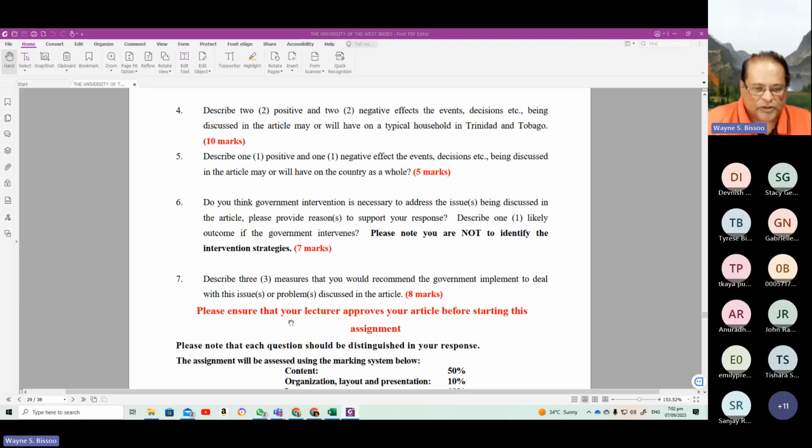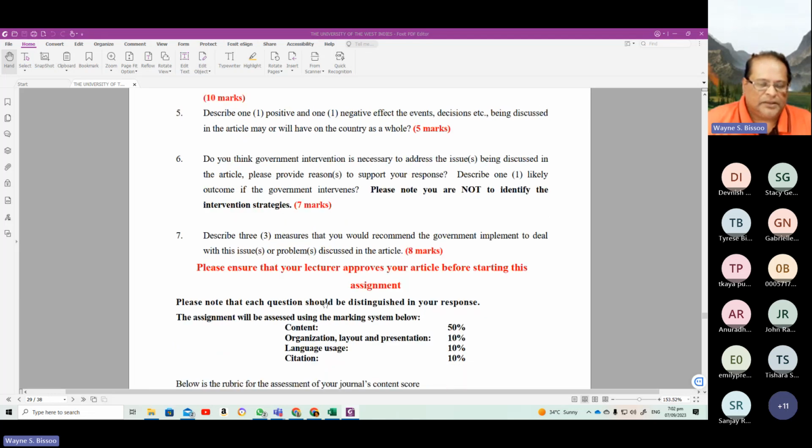Now, see this here, please ensure that your lecturer approves your article before starting this assignment. So it means that the article has to be approved. Now, you can in fact use the same article. If I find articles that are interesting, I might copy them and paste them into the WhatsApp chat group and say, hey guys, this is a good article to utilize for the journal assignment and so on.